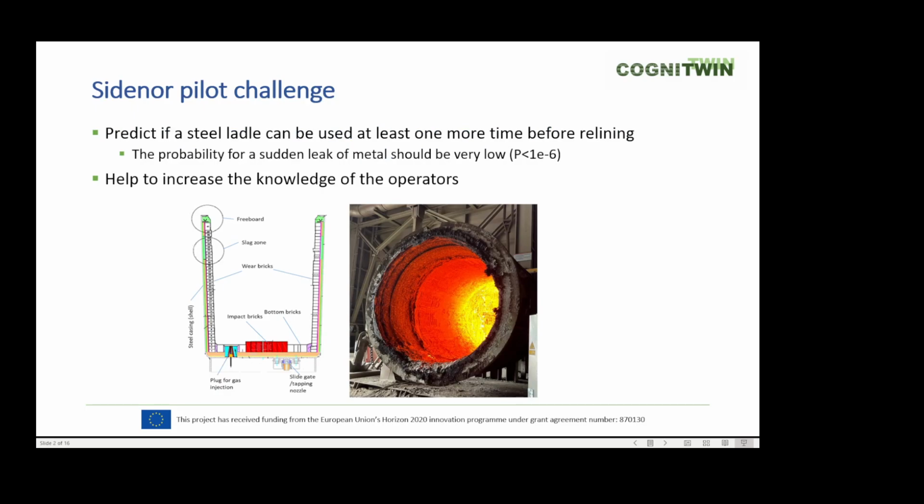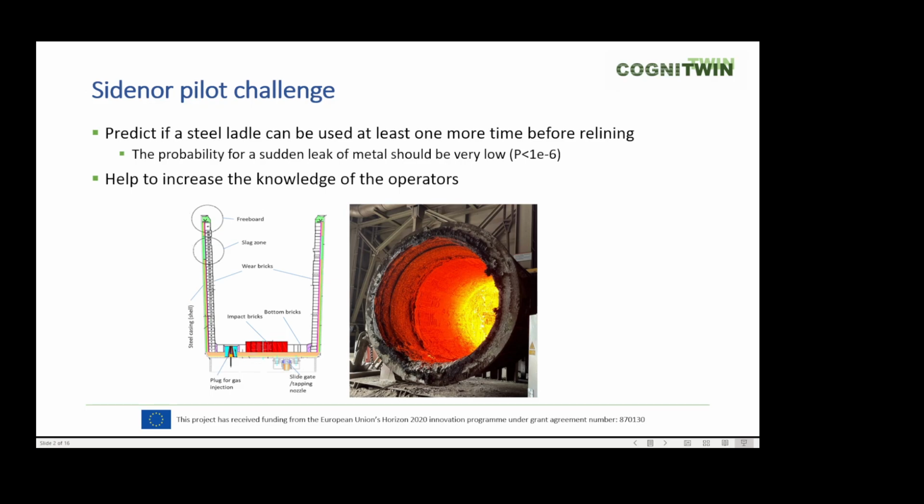Here we see an image of a steel ladle, which is a ceramically lined cup or container that is designed for treatment and transport of liquid steel. Typical steel mass can be around 140 tons.